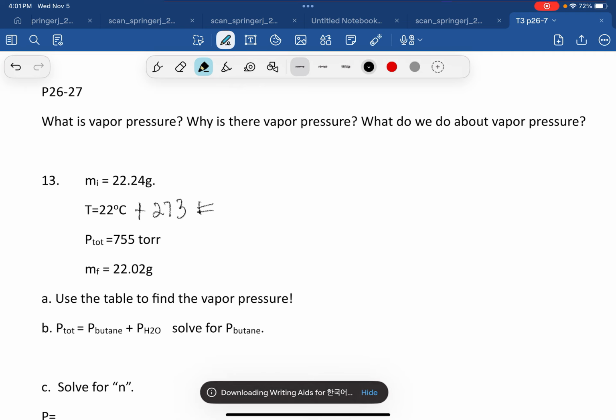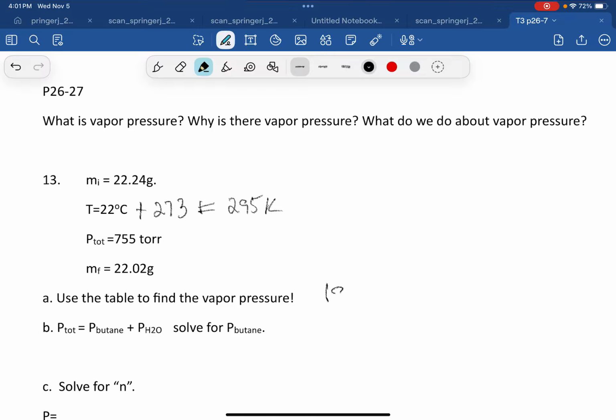So if we add 273 to 22, we get 295 Kelvin. And then the question on 13A is, use the table to find the vapor pressure. So if we're at 22 degrees Celsius, it says it's 19.83 torr.